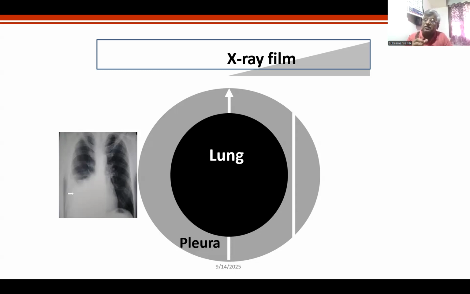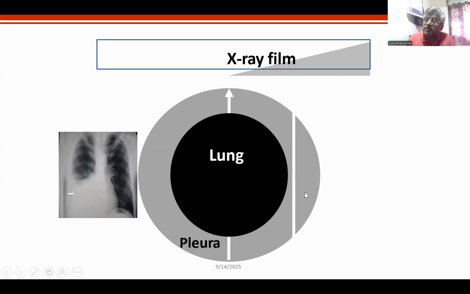Now, what happens is, pleural effusion is like a bucket in a bucket. A bucket in a bucket. Between the buckets, there is a fluid. And the inner bucket is the lung, the outer bucket is the thorax. So, what surrounds the inner bucket is the visceral pleura. What lines the inner surface of the outer bucket is the parietal pleura. This fluid between the visceral pleura and the parietal pleura is the pleural effusion.